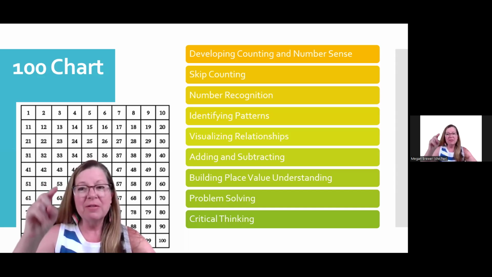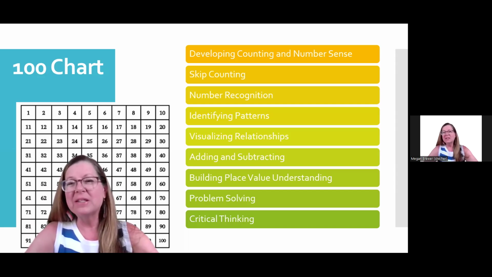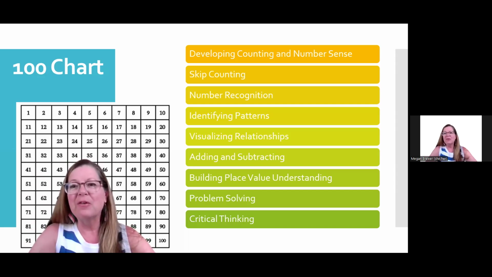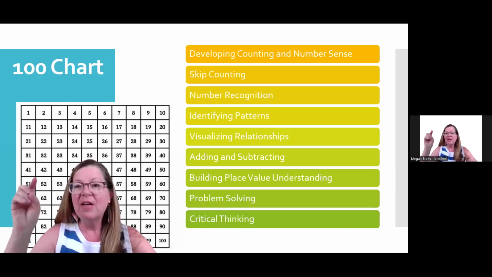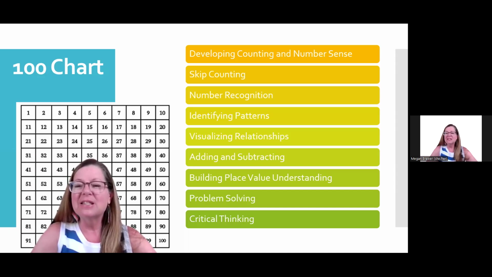At first, students are going to really physically need to be touching the chart to figure this out. But at some point, and it might be later in second grade, but at some point mentally, they can just do the math in their head. Oh, 3 and 10 more. Oh, I can just visualize 13. 13 and 10 more. Oh, I can just visualize 23. At some point, after having a lot of experience with the 100 chart, students will be there mentally.